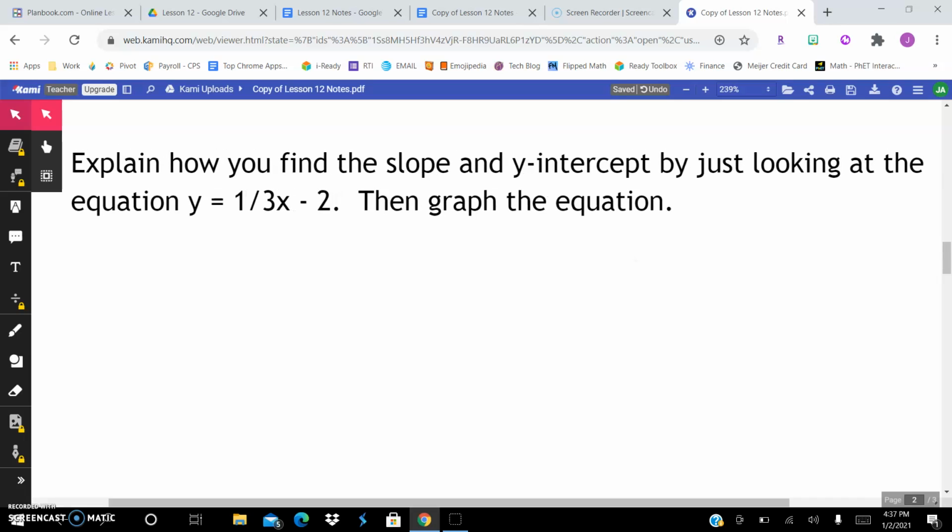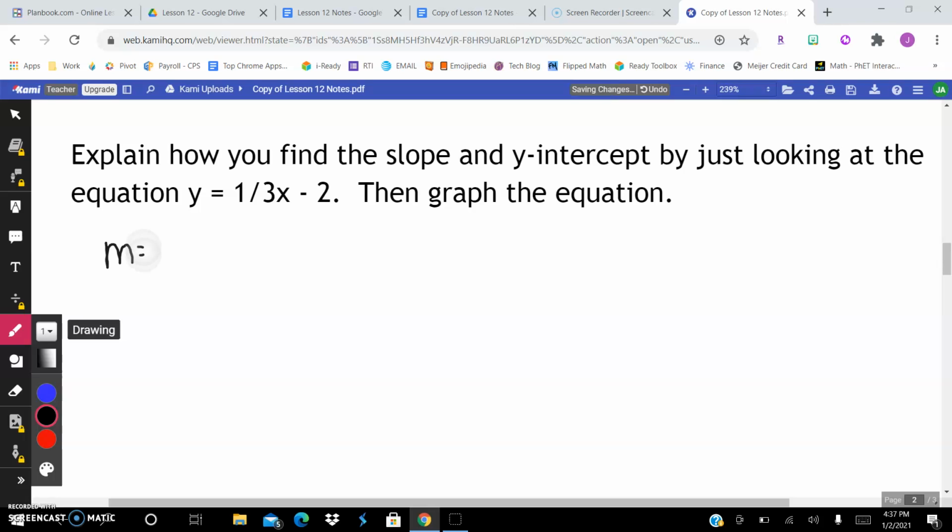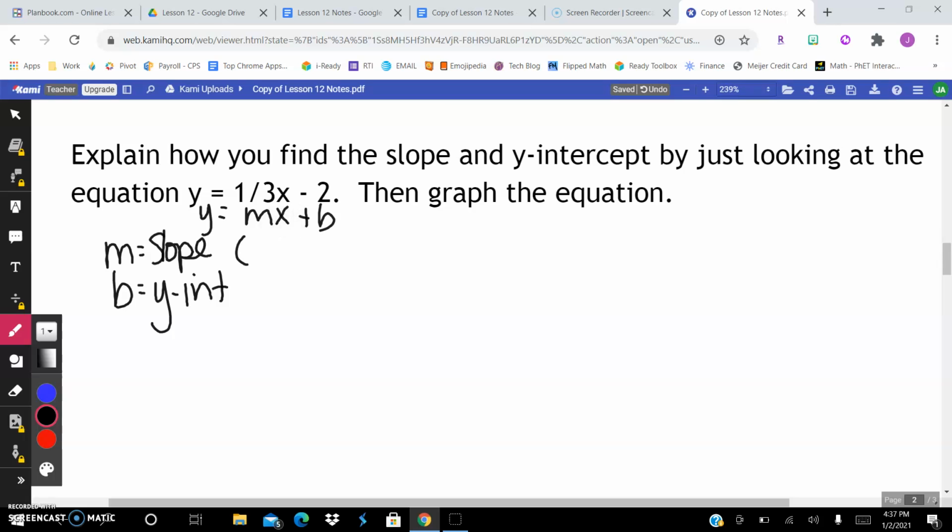And then for this one, it says, explain how you would find the slope and y-intercept by just looking at the equation, and then graph the equation. So remember, m is our slope, and b is our y-intercept. And y equals mx plus b. So our slope here would be 1/3, and our y-intercept is that negative 2 because it's in the b spot.